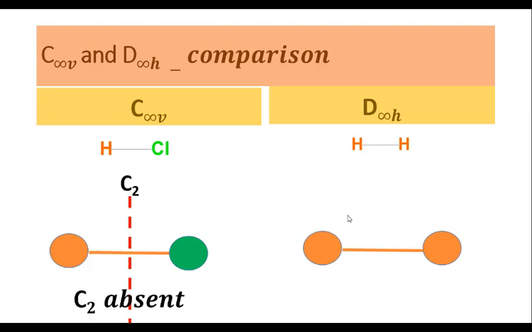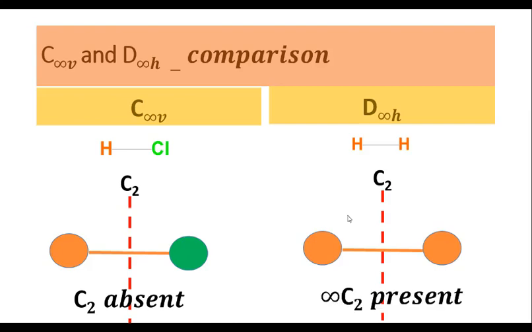Whereas in the case of hydrogen molecule, we will have a C2 axis perpendicular to the bond axis, about which if you rotate the molecule through 180 degrees, the hydrogen atoms will get interchanged, but still they are hydrogen atoms, and so the C2 axis is present, and you will find infinite C2 axes.